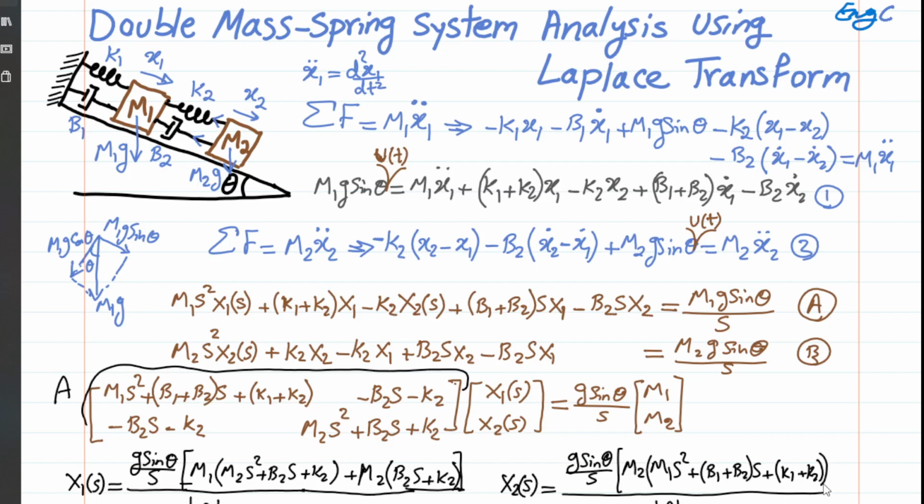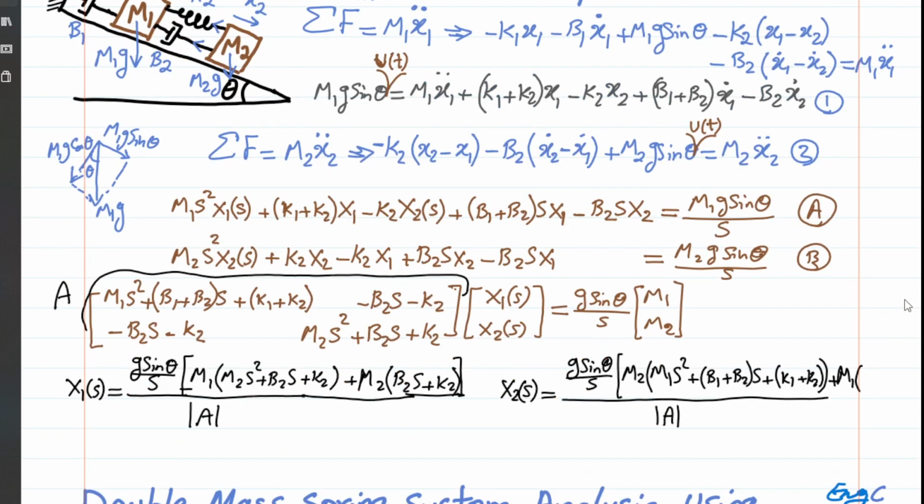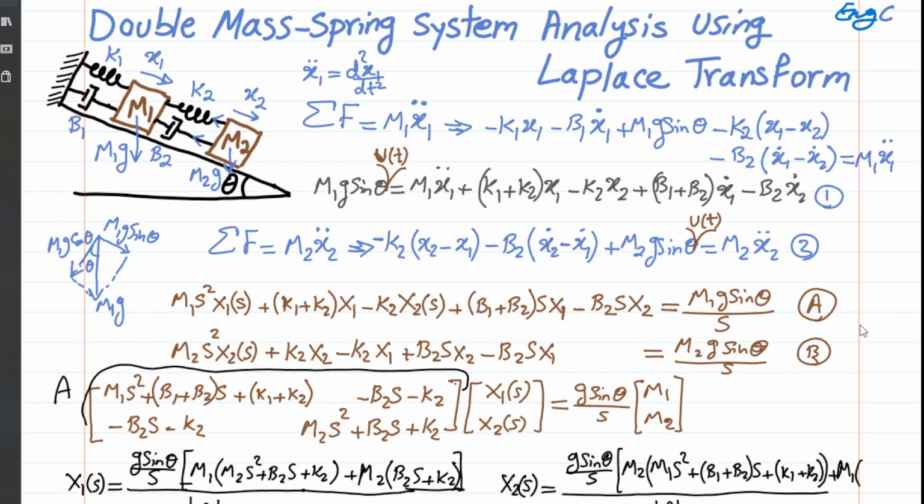So that's one argument we have. And the second one would be the negative of this entry multiplying m1. So that becomes plus m1 times, let me shift things a little bit higher so that we can see, okay, times B2S plus K2. Maybe just a little bit less congested. So times B2S plus K2. And that's it. This is my numerator.